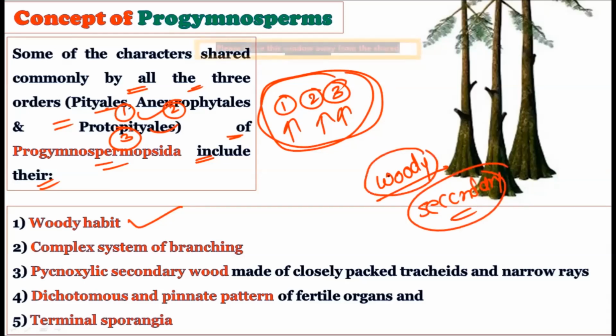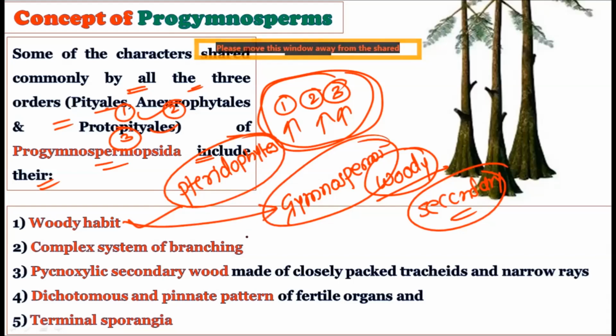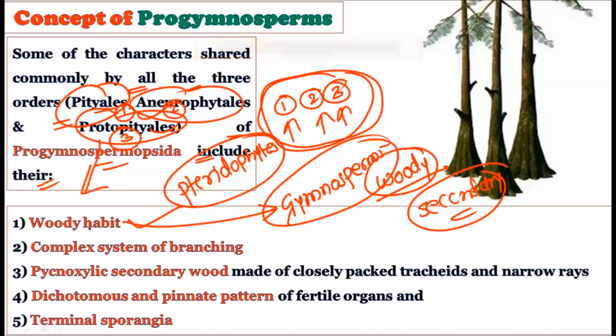This woody habit of the stem is found in the gymnosperms. You can easily see the secondary growth in the gymnospermic stem, and this woody habit is also found in some members of the pteridophytes as well, but the majority of the time it is found in gymnospermic plants. So this woody habit is comparable with that of the gymnosperms. All these three orders, Aneurophytales, Protopityales and the others, show this woody habit. So the woody habit is literally comparable with the gymnosperms.